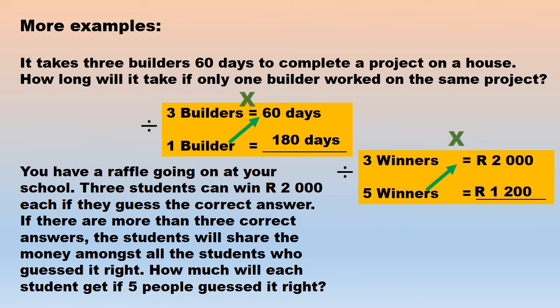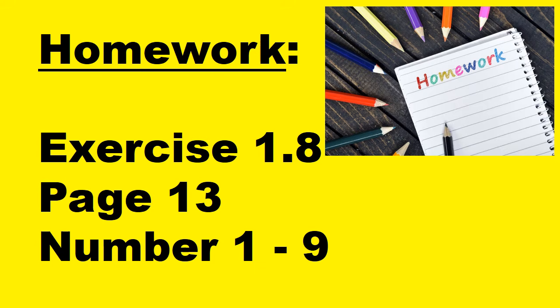I hope that makes sense. I think that is it for this slide. Your homework is on the next slide. Your homework is exercise 1.8, page 13, number 1 to 9. But please note for this lesson there are no indirect examples. The only ones you'll be getting are direct. For tomorrow, exercise 1.9 will contain a mixture of indirect and direct proportions. So you need to be able to identify which ones are direct, where we use the pirate method, or which ones are indirect, where we use the other way around.